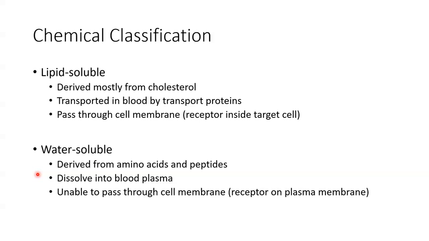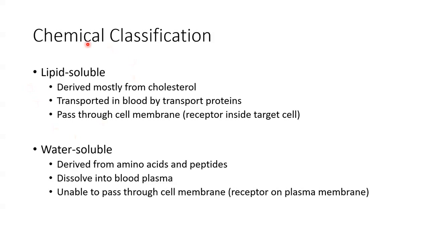Considering how these hormones act on their target cells, or how they bind to their receptors: because our lipid-soluble hormones can dissolve in lipids, they're able to diffuse through the phospholipid bilayer, or the plasma membrane, of a cell. And so for this reason, the receptors for these types of hormones are located on the inside of the cell. Whereas our water-soluble hormones, which can't pass through that phospholipid bilayer, have receptors located on the surface of the plasma membrane as peripheral proteins.